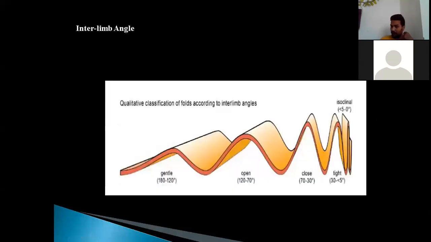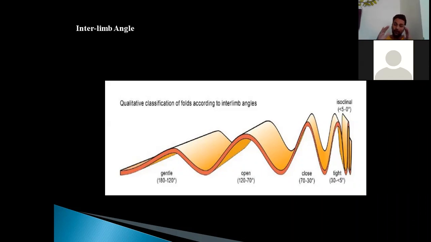Interlimb angle. So this classification is done on the basis of the interlimb angle, depending upon the angle between the two limbs of the fold. So let us see how they are classified. When the angle between the two limbs is 180 degrees to 120 degrees, you can call that fold a gentle fold. And if the angle goes to 120 degrees to 70 degrees, then it can be called an open fold.